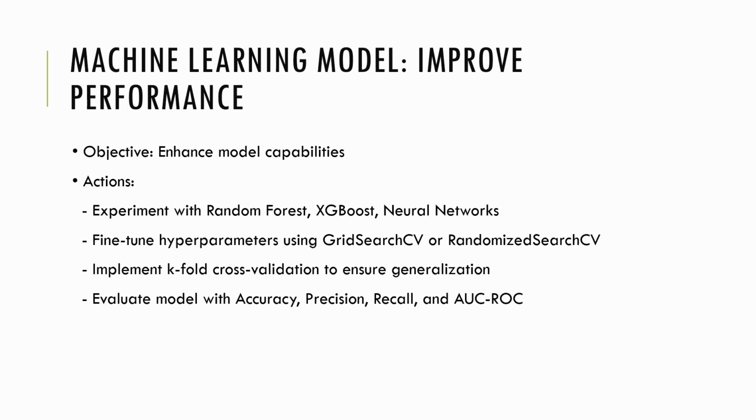Let's now turn our attention to the machine learning model. Our objective here is to improve model performance. To do this, we will experiment with advanced algorithms like random forest, XGBoost, or even neural networks. We will also fine-tune the hyperparameters using grid search CV or randomized search CV for optimal performance.